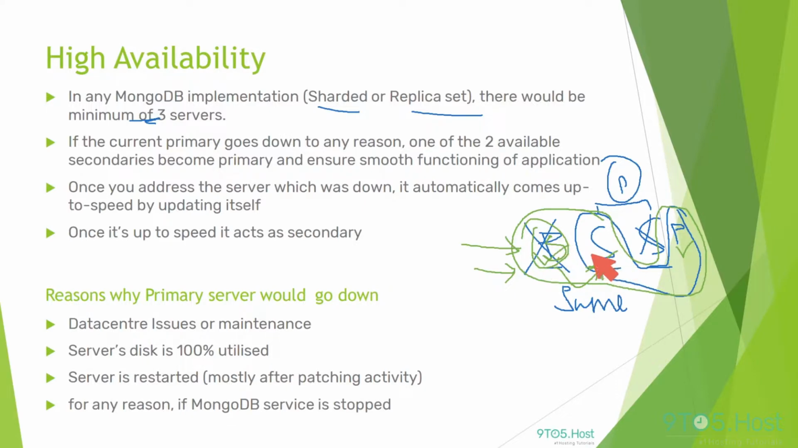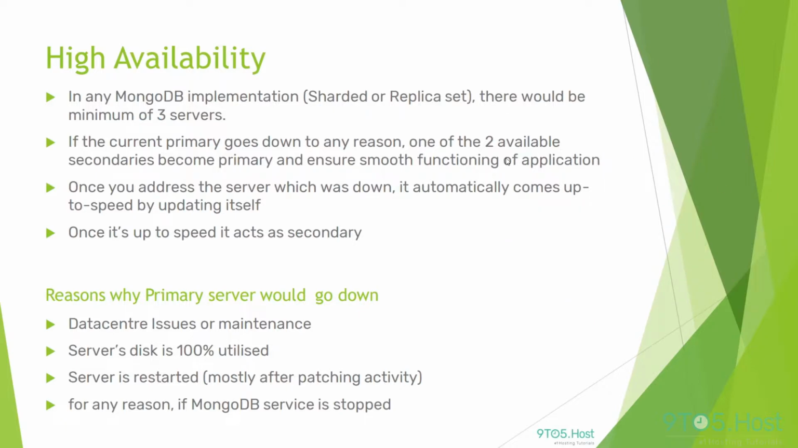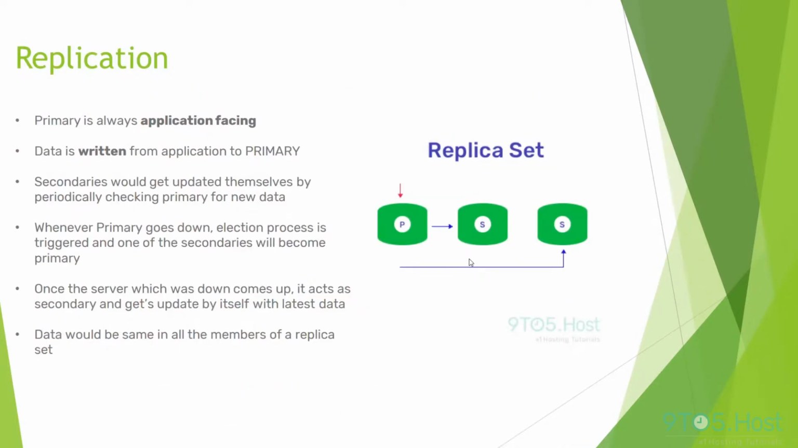I have listed the same thing here. You can read if you want. Alright, now let's try to understand how a replica set works. This red arrow indicates the application-facing server. In a replica set, the application-facing server will always be the primary server. The application would connect to the primary and write the data, either inserting new records, updating existing ones, or deleting records. Each and every operation would be executed from the application on the primary only.